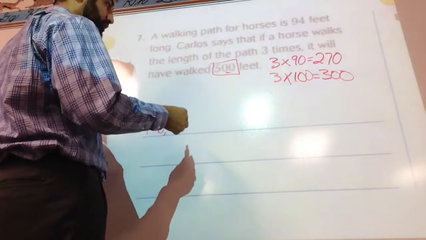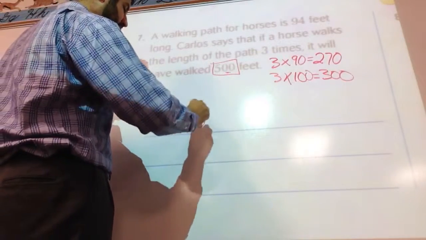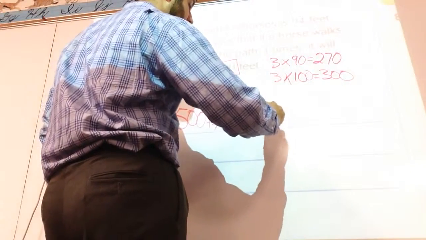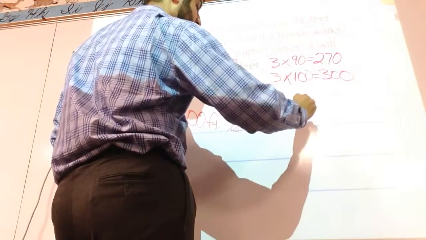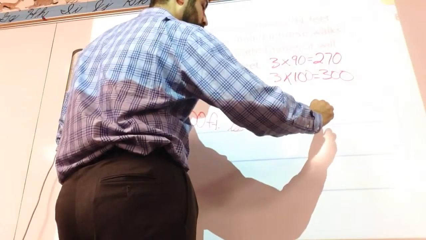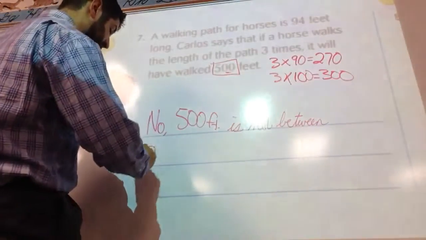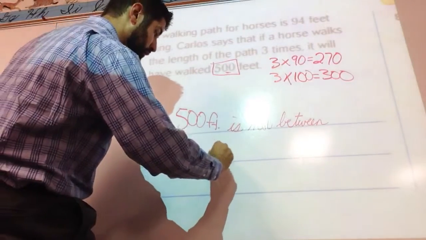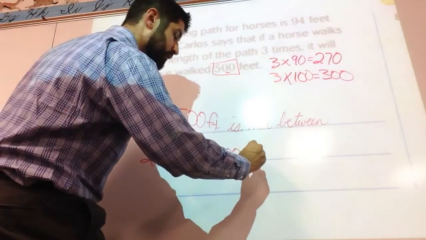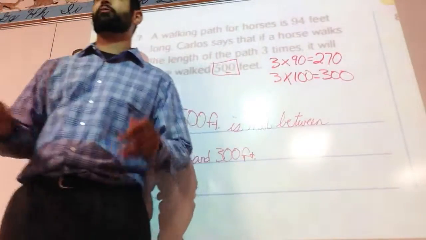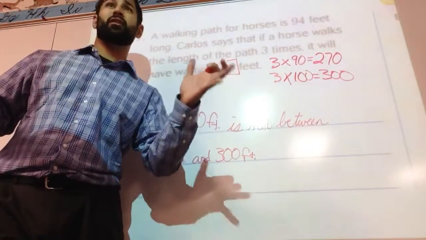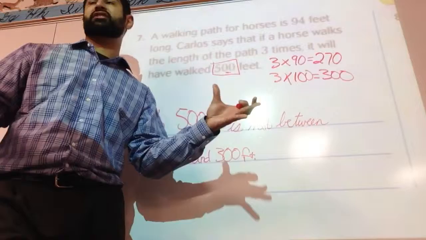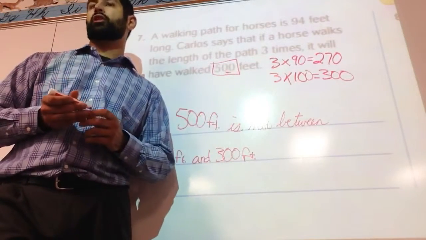And then I hope you're writing in cursive. 500 feet, and I just put FT, is not between 270 feet and 300 feet. Now, if somebody asked you why, I hope you've been paying attention enough. You'd be like, well, I estimated the lowest it could be and the highest it could be by rounding, and the number's not in between. So obviously it's unreasonable. Does that make sense to you guys? I really hope it does.